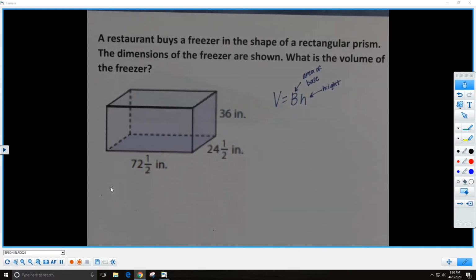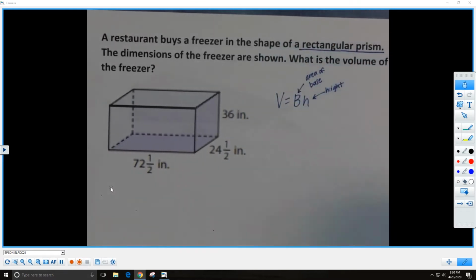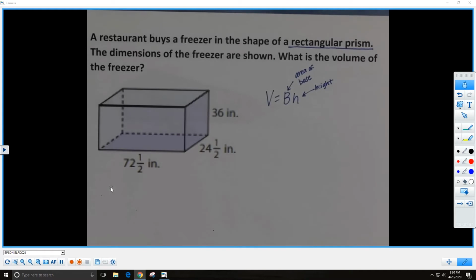Okay, so the problem tells us that the freezer is what kind of shape? Yeah, it says it's a rectangular prism. Okay, well, since it's a rectangular prism, what shape is the base going to be? Yeah, it's going to be a rectangle. So according to our formula, we need to calculate the area of the base, and we just said that the base is going to be a rectangle. So use your table to find the area formula for a rectangle and go ahead and write it down for this problem.